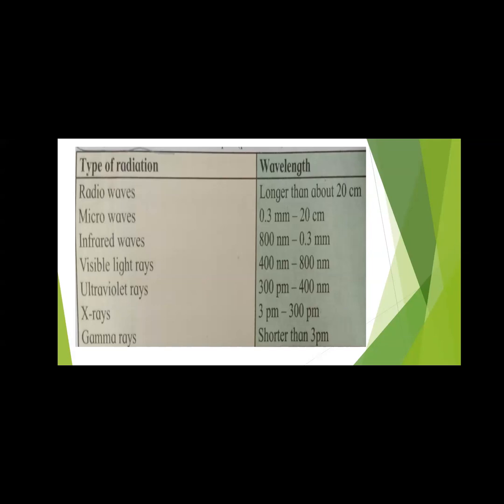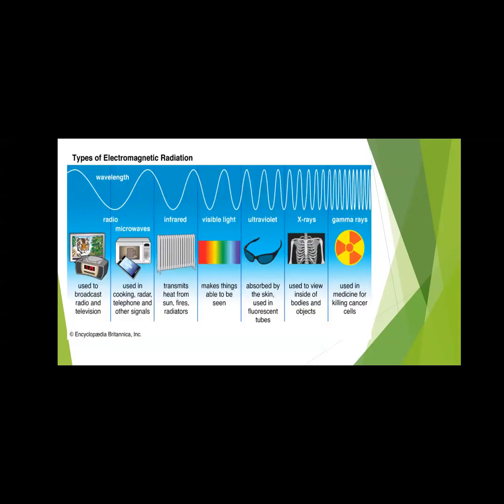That means very close waves. They are very near to each other. They travel with a very small wavelength, right? So these are the different types of lights or waves. Have you followed? Radio waves, microwaves, infrared waves, visible light rays, ultraviolet rays, X-rays, and gamma rays. Now you can see here the types of electromagnetic radiations.